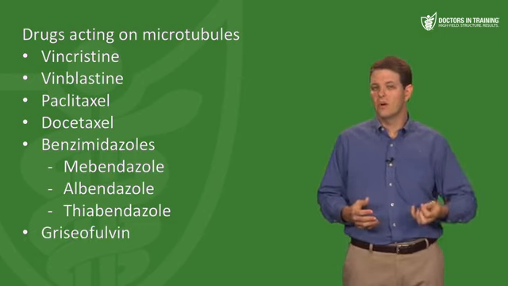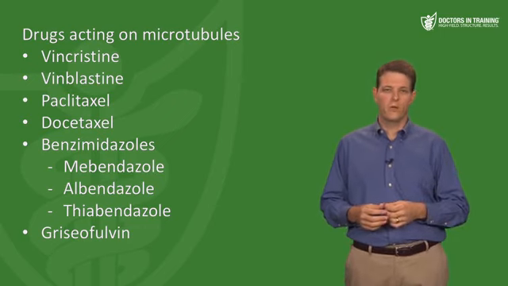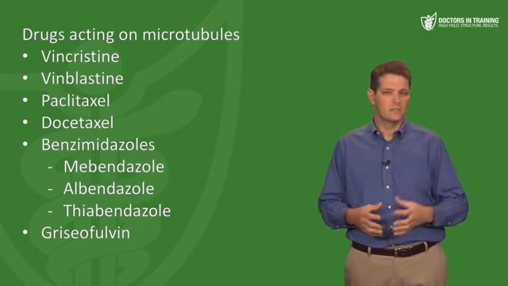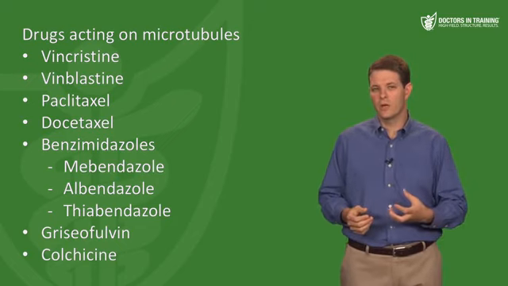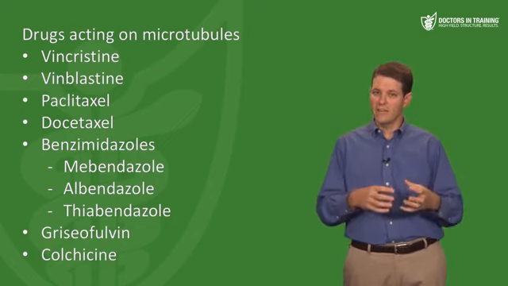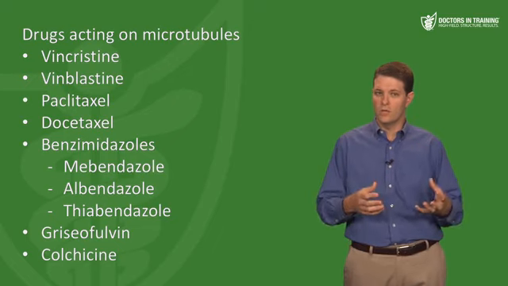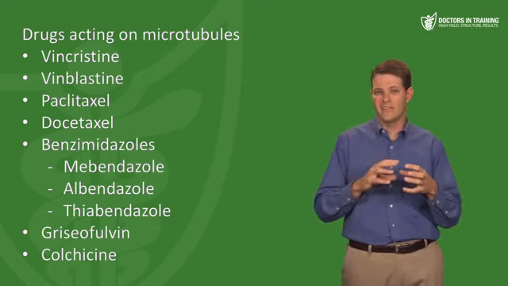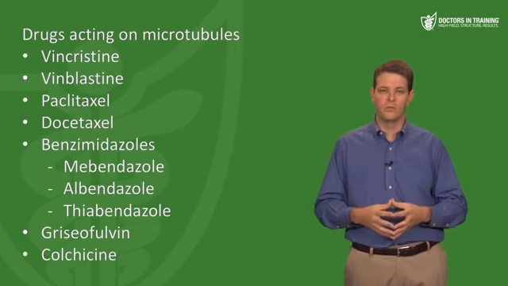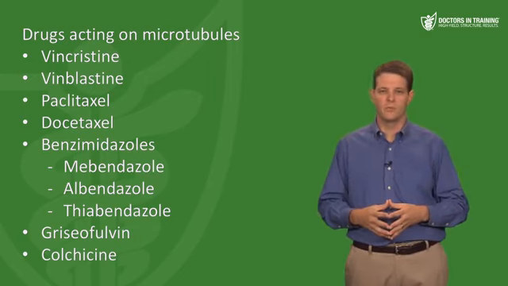Griseofulvin is an antifungal drug that works on microtubules. It's mostly used for ringworm and nail fungus. There's also colchicine, which is an anti-inflammatory drug used to treat gout. Phagocytes use microtubules to move, and colchicine helps to reduce inflammation because the phagocytes can't move to where they need to go, since the drug is interfering with the microtubules.